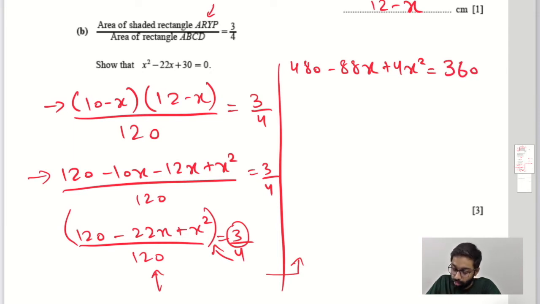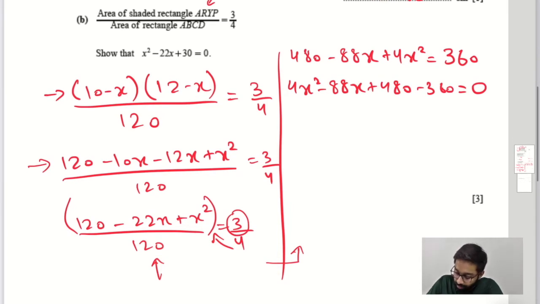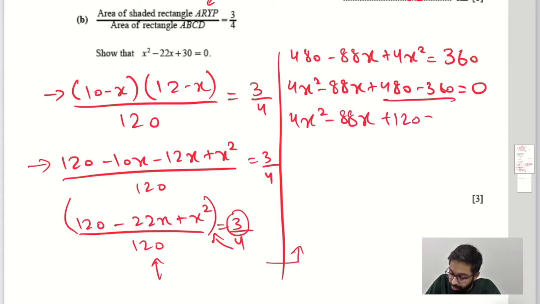Okay, now let's bring all the variables and the numbers on one side so that this equation is set to 0. So let's write 4x squared first, and then negative 88x, then plus 480 minus 360, this is equal to 0. Okay, now we solve this. 4x squared minus 88x plus 120 equals 0. The next step is you find the factor of this equation, which I think in this case is 4, and you factor this equation out.